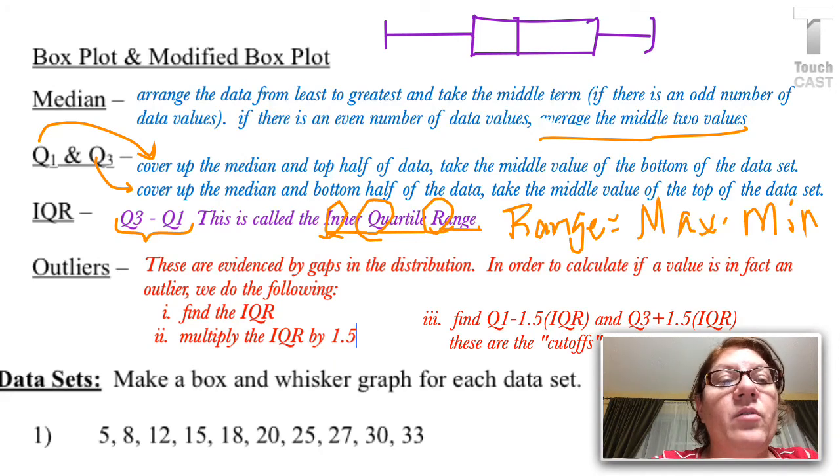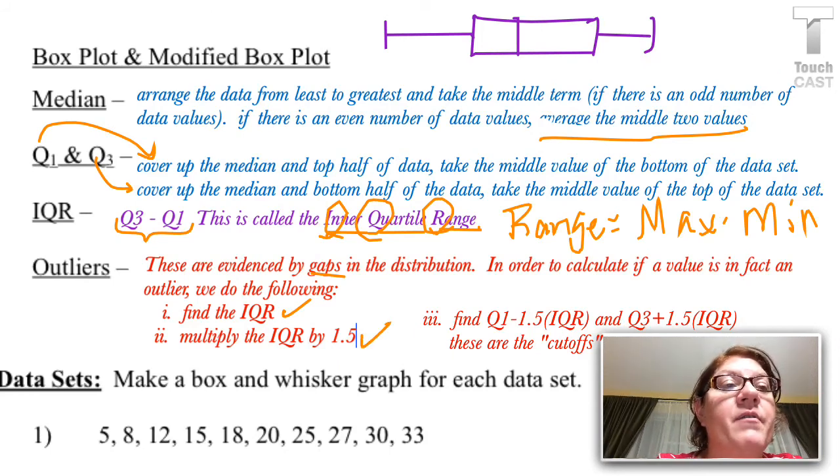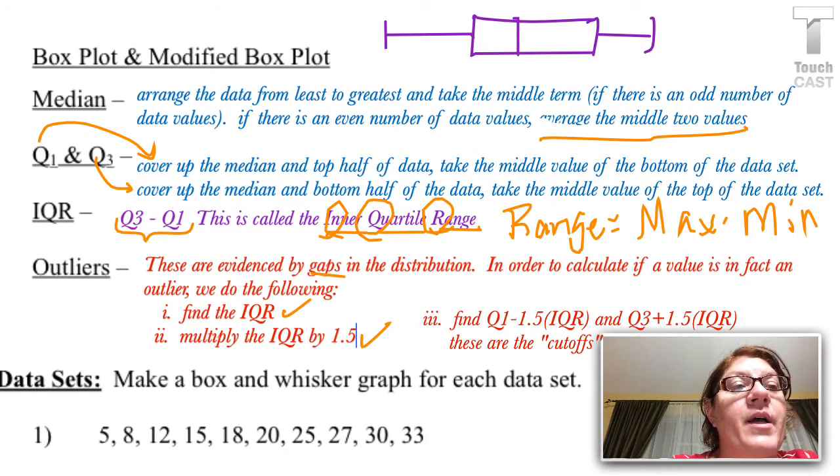And outliers, of course, will stand out from your data and they'll leave gaps. But in order to calculate them for sure, we have to find this IQR. We multiply it by 1.5. And then we use two cutoffs. We have a high cutoff and a low cutoff. So the low cutoff is what happens when I take Q1 and I subtract that product. And if there's anything lower than that, it's an outlier. And the high cutoff is what I get if I take Q3 and add that product. And if I find a number above that, then that's definitely an outlier.